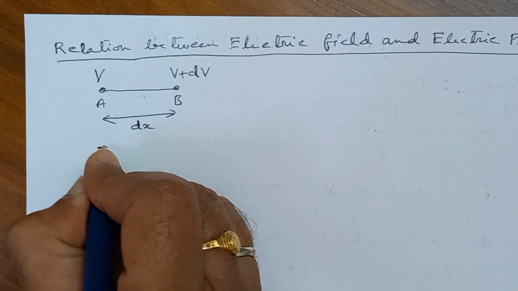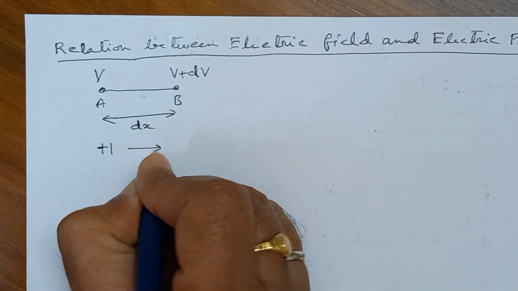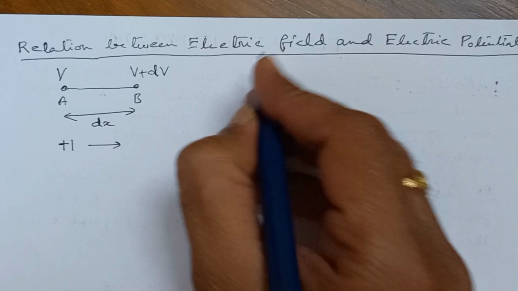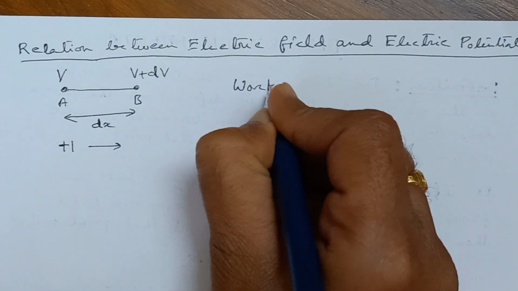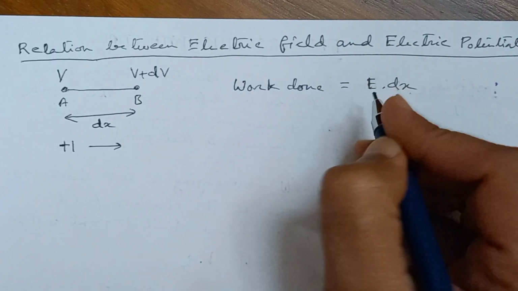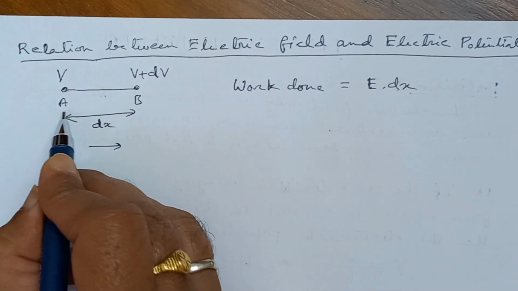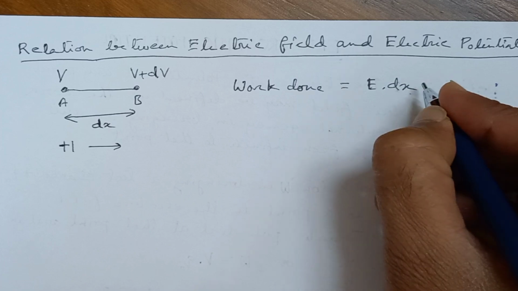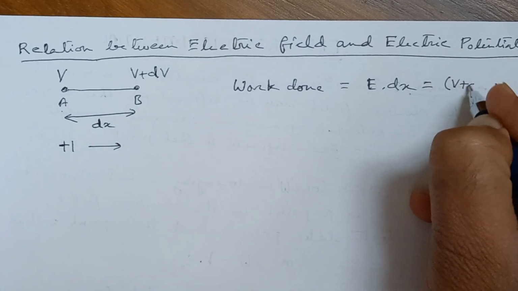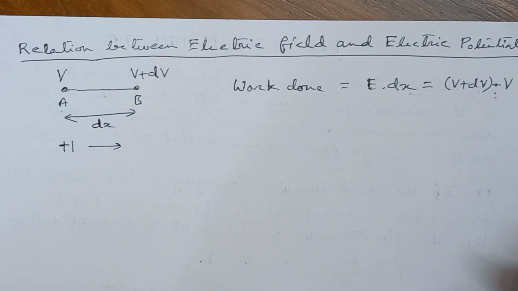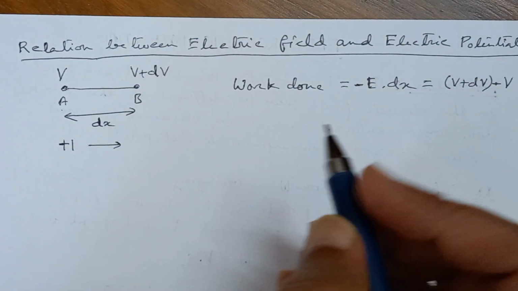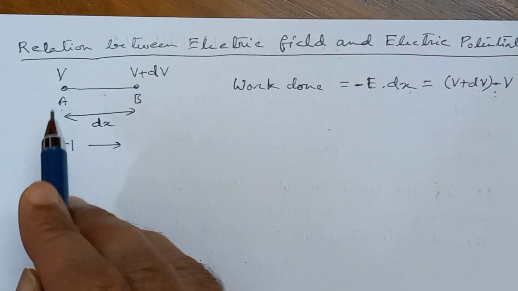If we want to bring a unit positive charge from point A to point B, then the work done will be E dot dx, where E is the electric field and dx the distance between these 2 points, and this will be the potential difference between these 2 points, point A and point B, that is V plus dV minus V, and the work done will be negative, since we want to bring the unit positive charge from A to point B.